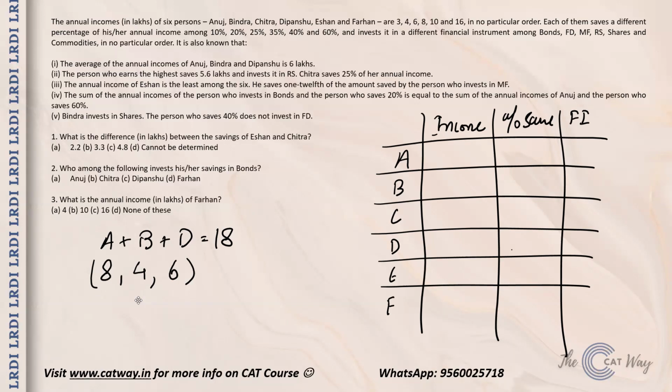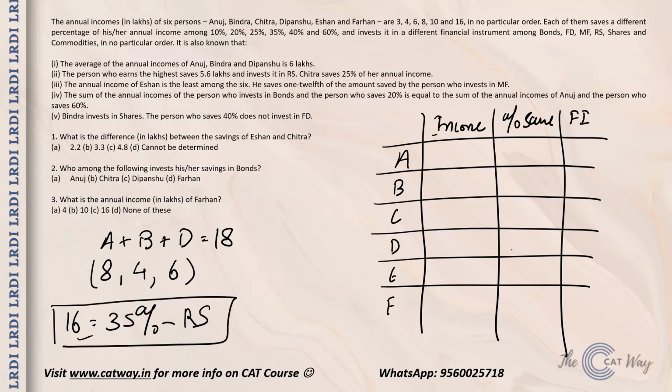Now the person who earns the highest saves 5.6 lakh. So the person who earns the highest is basically earning 16 lakhs. And if he is saving 5.6 lakh out of 16, he is basically saving 35%, and invests it in RS. So one combination is set. For any of these three items, if you get the name of the person, that one slot will be completely filled.